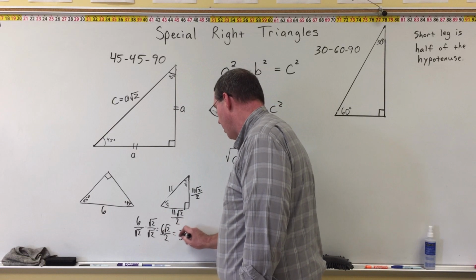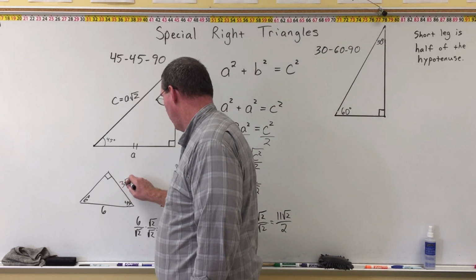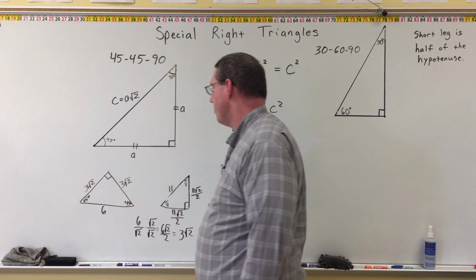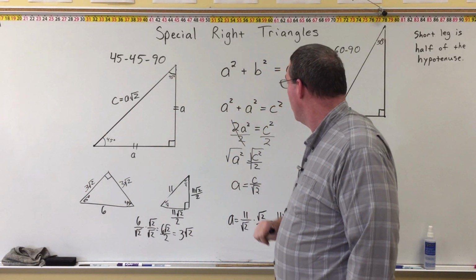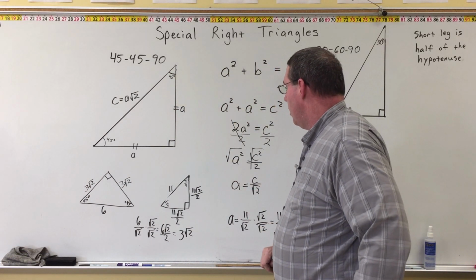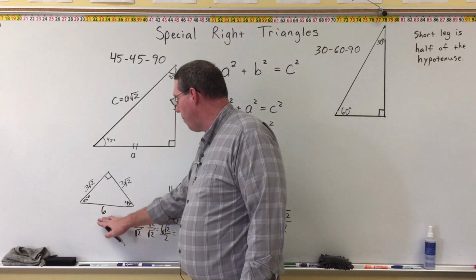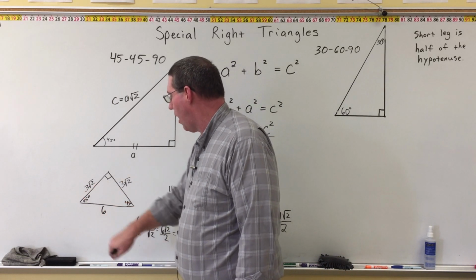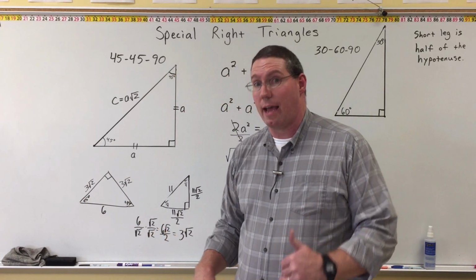So really the answer is 3 square root of 2. And so the answer here is 3 square root of 2, and over here is 3 square root of 2. Okay? All right, so that is the 45, 45, 90 right triangle. You're going to be asked questions where I give you the hypotenuse, you tell me the legs, or I give you one of the legs, you tell me the other leg and the hypotenuse. You also have to identify the angles as both degrees and radians.